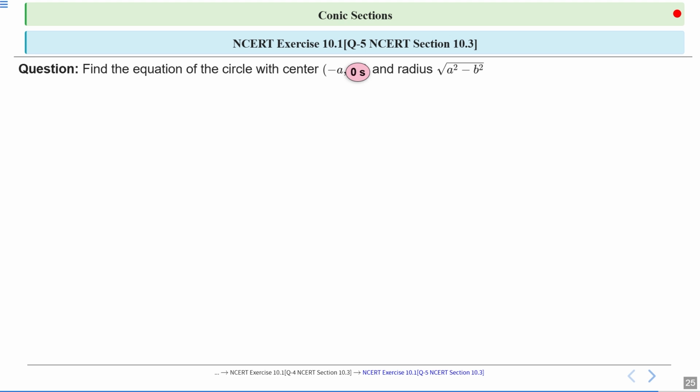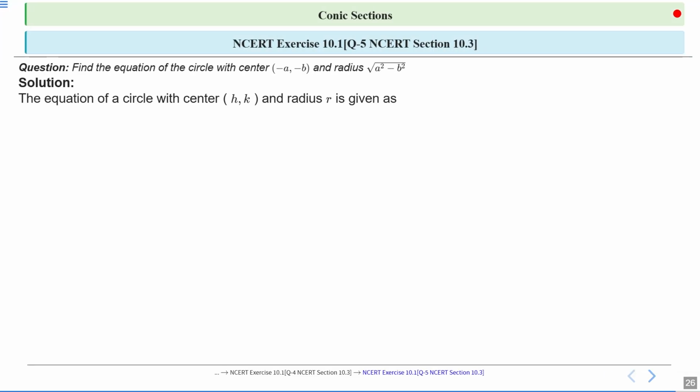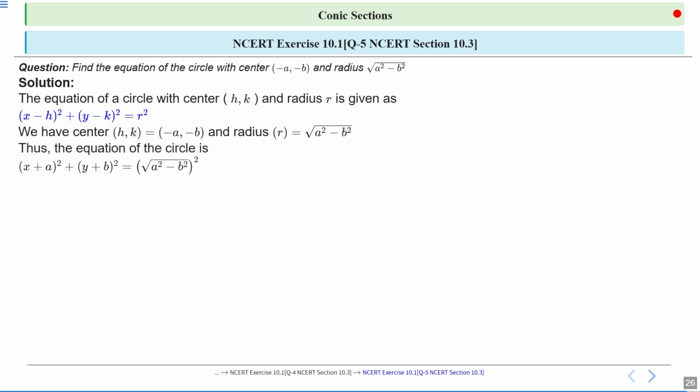Okay, students, now we will solve this question. The equation of a circle with center (h, k) and radius r is given as (x minus h) whole square plus (y minus k) whole square equal to r square. We have center (h, k) as (minus a, minus b) and radius r as square root of a square minus b square. After putting these values, we will obtain the equation of the circle as (x plus a) whole square plus (y plus b) whole square equal to (square root of a square minus b square) whole square.